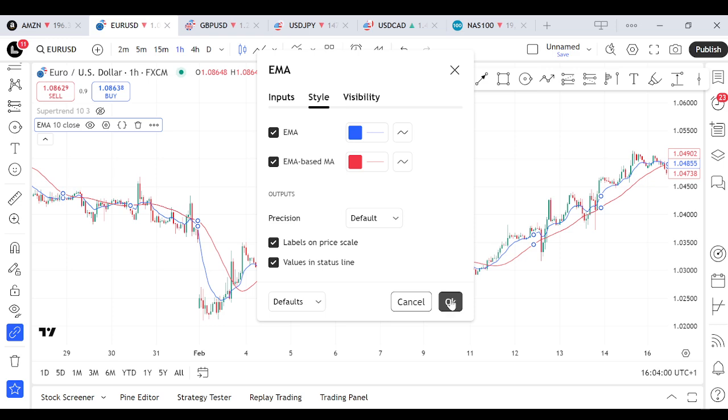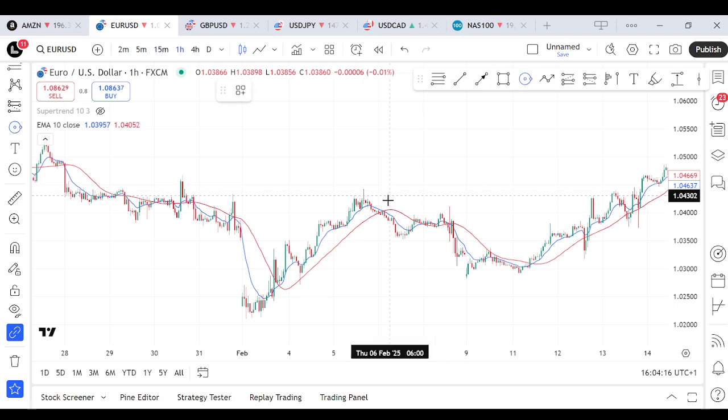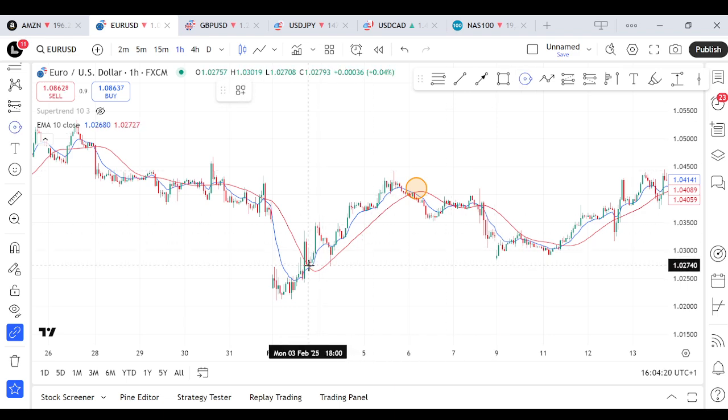Now you can see it's clear. When the shorter EMA crosses above the longer SMA, it indicates a bullish momentum and potential buying opportunities. Conversely, when it crosses below, it signals bearish momentum. So by combining, as you can see, it's clear on the charts. This is bearish momentum, this is bullish momentum.